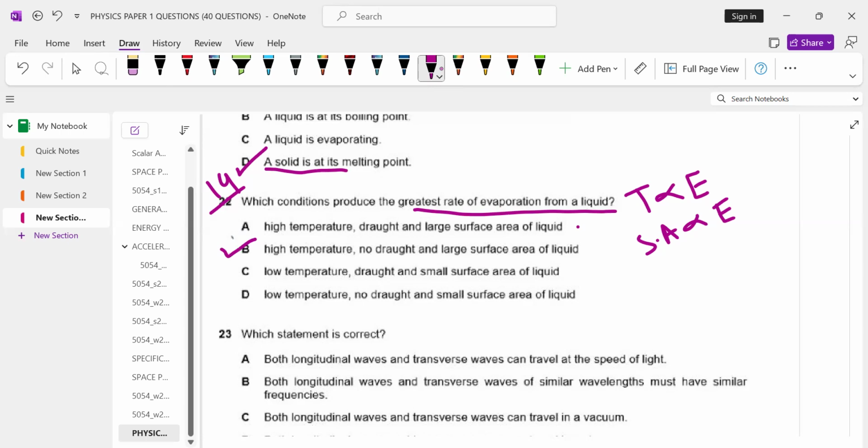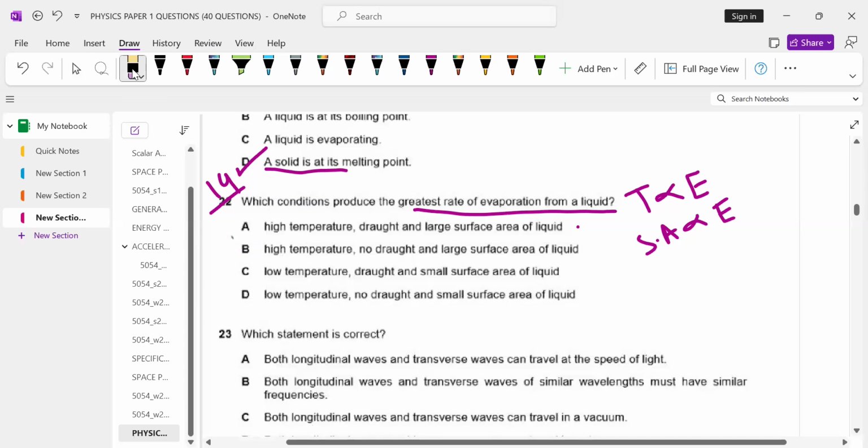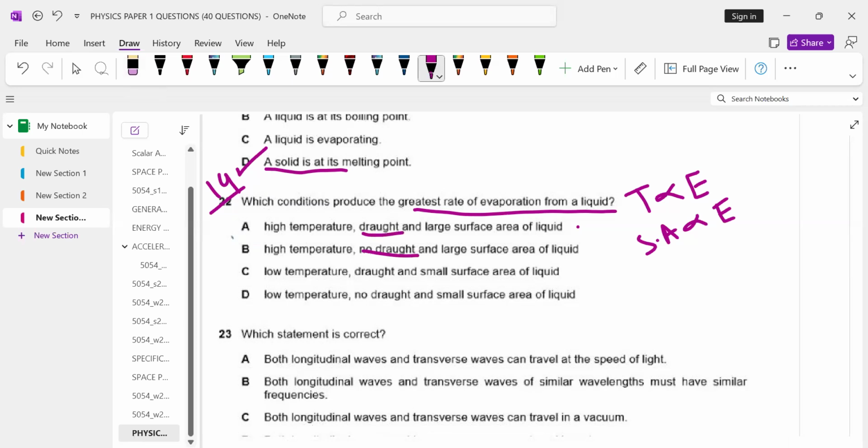So option B is correct for question number 14. No. Because in option B it is no draught, but a draught is necessary, a draught can increase the rate of evaporation. So option A is correct for question number 14. Option B is incorrect because it has one thing wrong, which is no draught. Option C is also incorrect because it has low temperature, and option D is also incorrect because it also has low temperature.